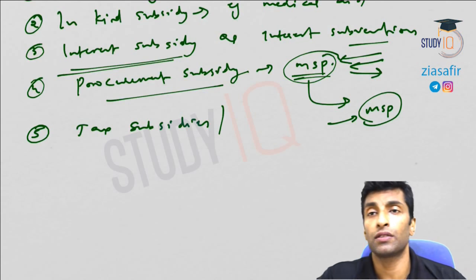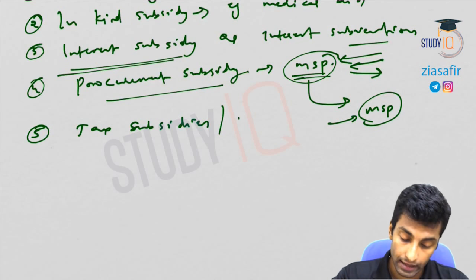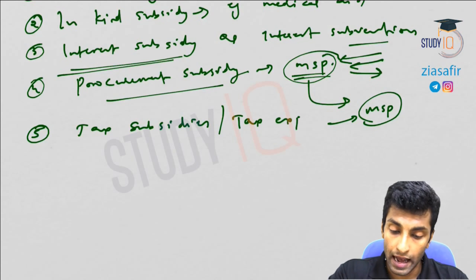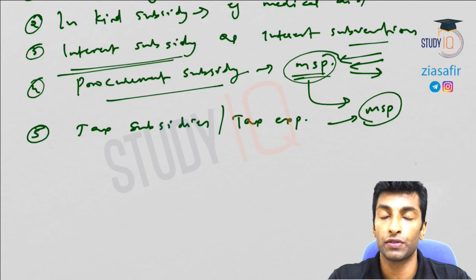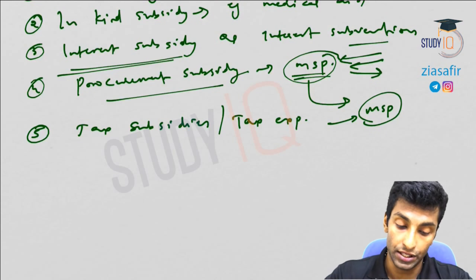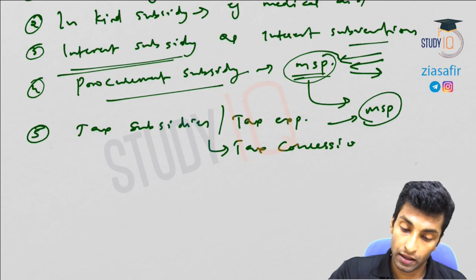So tax subsidies, we have already discussed that tax expenditure is also known as tax expenditure. It is not the expenditure which is incurred on collecting tax. It is the tax revenue which is foregone because of special tax concession. So this is nothing but tax concessions.